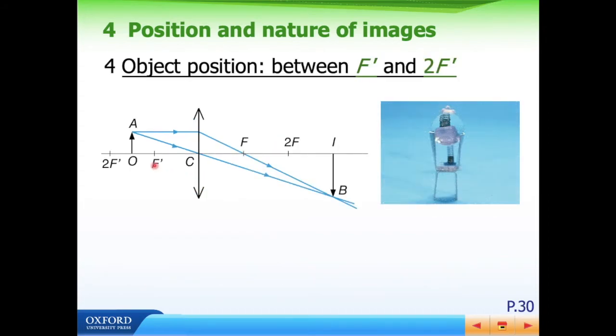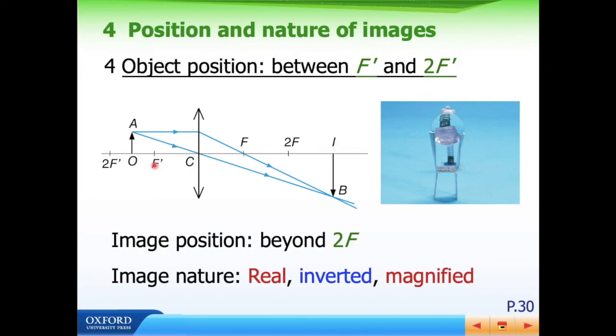Situation number 4 is that our object is located between F prime and 2F prime, as you can see in this ray diagram. Using our ray diagram, we'll be able to find again our image located at this point right here. The image position is beyond 2F, and the image nature is real, inverted, and magnified, meaning it is bigger compared to our object.